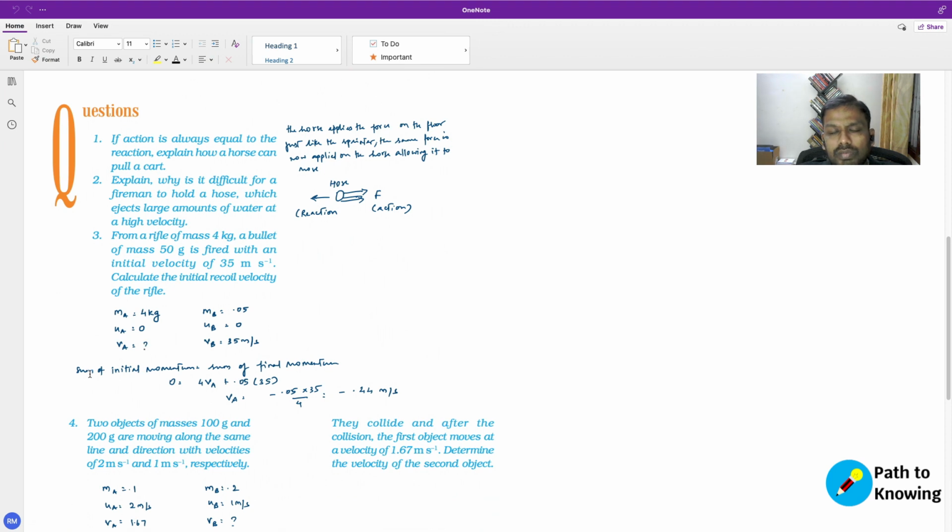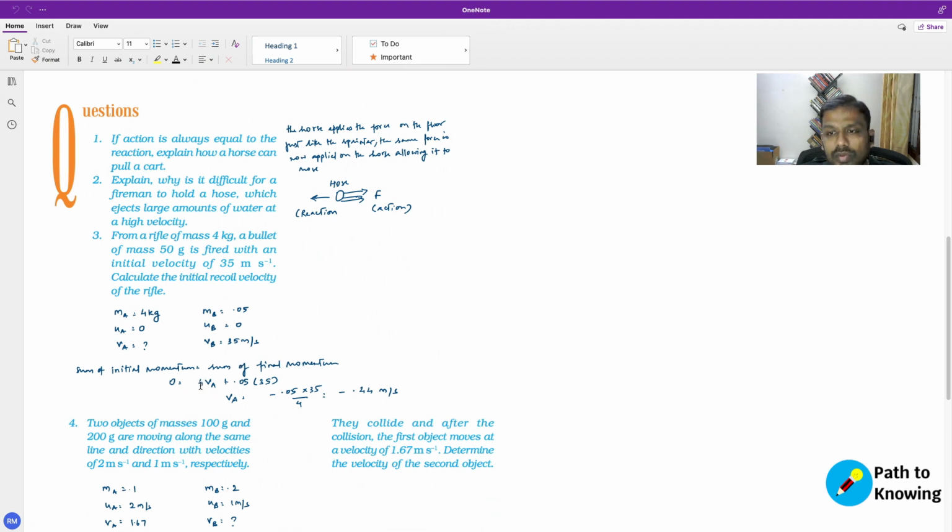We know that, based on the law of conservation of momentum, the sum of the initial momentum is equal to the sum of the final momentum, right, in an isolated system. So in this isolated system, we just have the gun and the bullet. We knew that the sum of the initial momentum is zero. Why? Because the initial velocity of both the objects was zero. So m_A u_A is zero and m_B u_B is equal to zero. So which means that the sum of the final momentum should also be equal to zero.